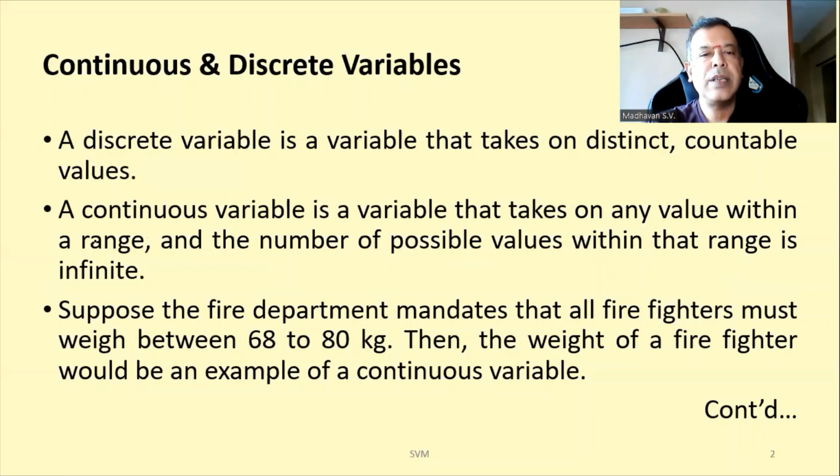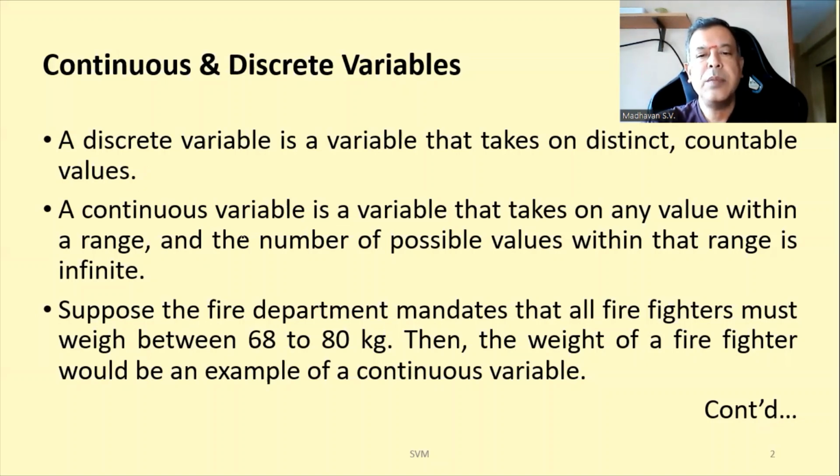Continuous and discrete variables. A discrete variable is a variable that takes on distinct countable values. For example, in probability distributions, we studied about binomial and Poisson distributions. Those two are considered to be discrete probability distributions, and the corresponding variable is considered to be a discrete variable. So it can only take integer values. It won't take any non-integer values, and it is countable. It can be counted very clearly.